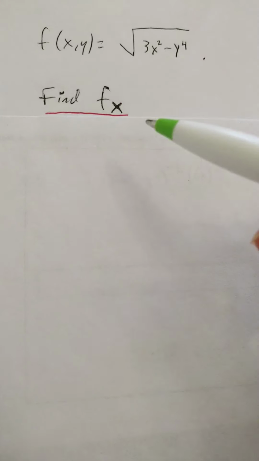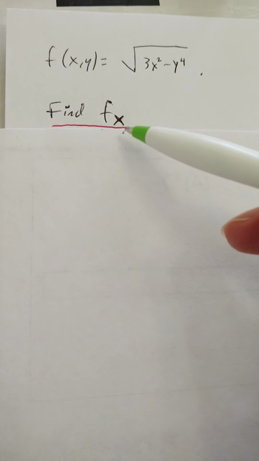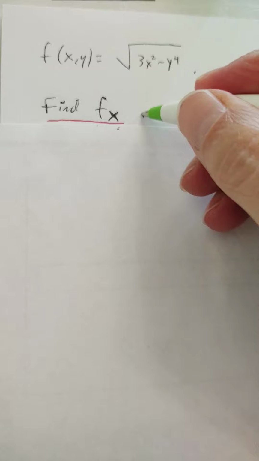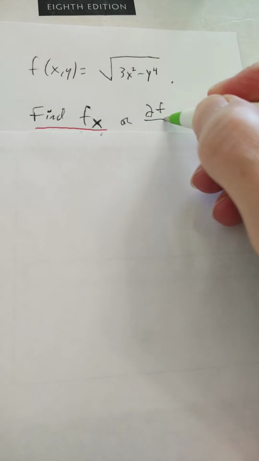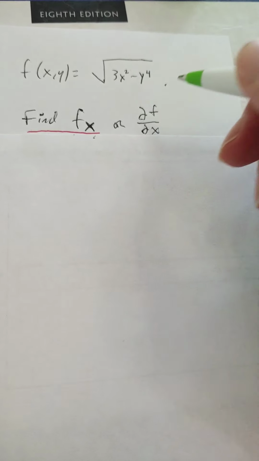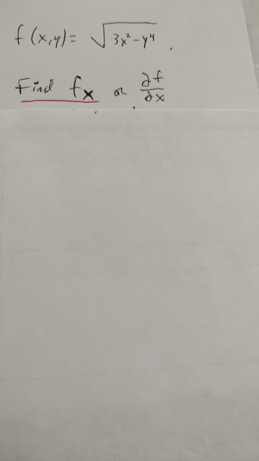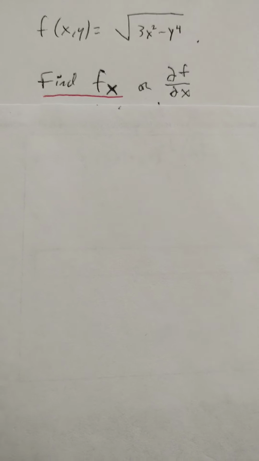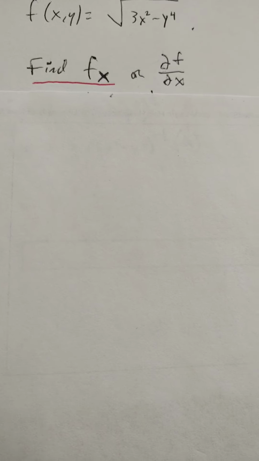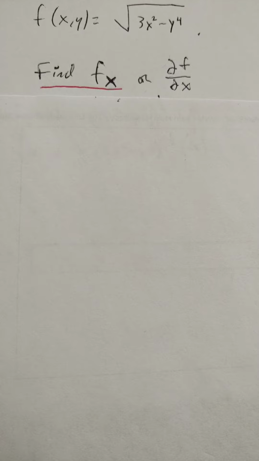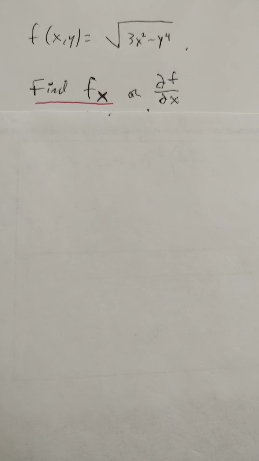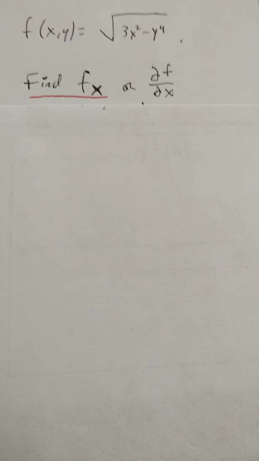So this is read as the first order partial derivative of f with respect to x, or I could write it like this, the partial derivative of f with respect to x. They mean the same thing. So to find the partial derivative of f with respect to x, you might want to pause the video and try it first before you watch the solution. So feel free to pause.